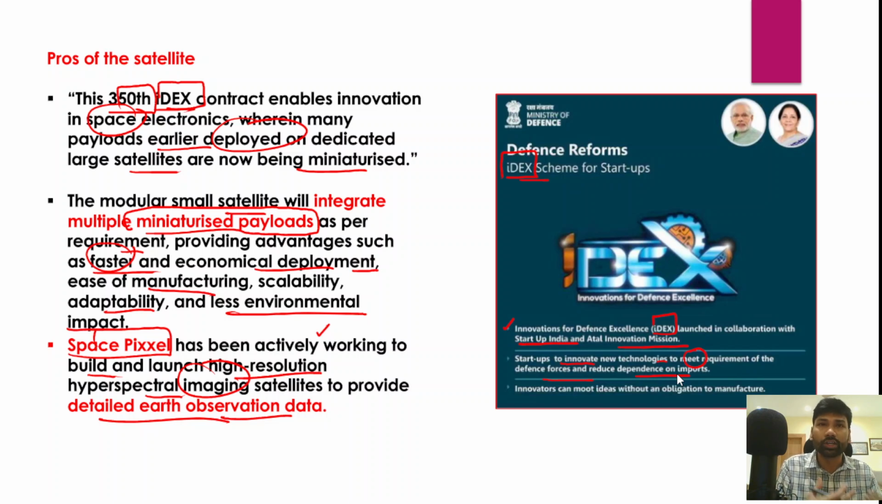Now, IDEX will promote innovation in defense manufacturing, and it also promotes indigenization of defense technologies, defense procurement, and defense manufacturing. Therefore, startups will innovate new technologies and meet the requirements of defense forces over a period of time in India. It will reduce the dependence on imports, and at the same time look for opportunities to export defense capabilities or equipment to other parts of the world. Apart from that, innovators can moot ideas without an obligation to manufacture under this IDEX mission.